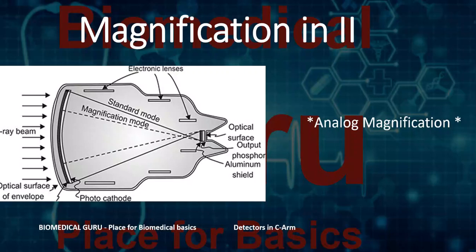That is why mag mode in an image intensifier will always give you a better resolution than a full field. If someone wants to see a smaller anatomy, or a smaller area with more resolution, they use mag mode. This is like analog magnification which is used in a camera.